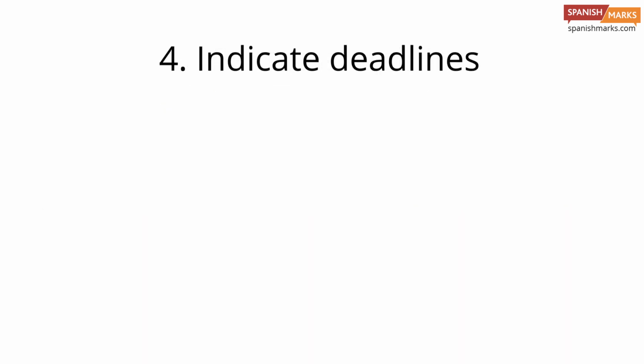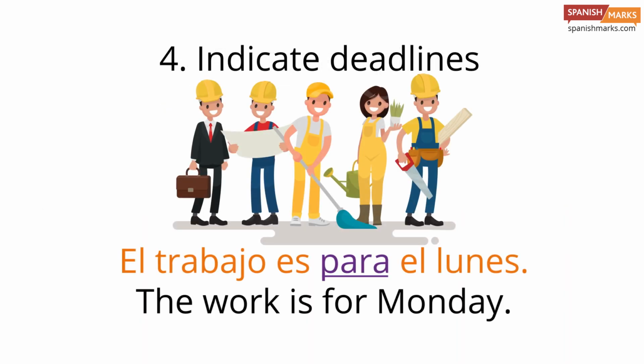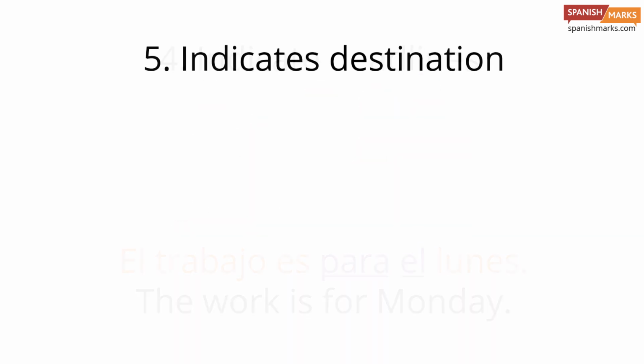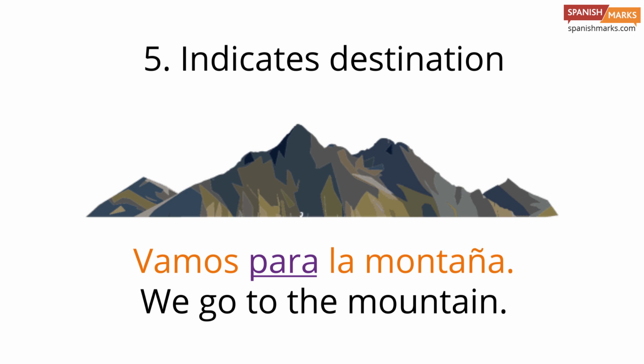Indicate deadlines. El trabajo es para el lunes. Use para when you have to have something done by a certain time. Also remember, when using the days of the week in a sentence, you use the article. Indicates destination. Vamos para la montaña. Nice and easy.